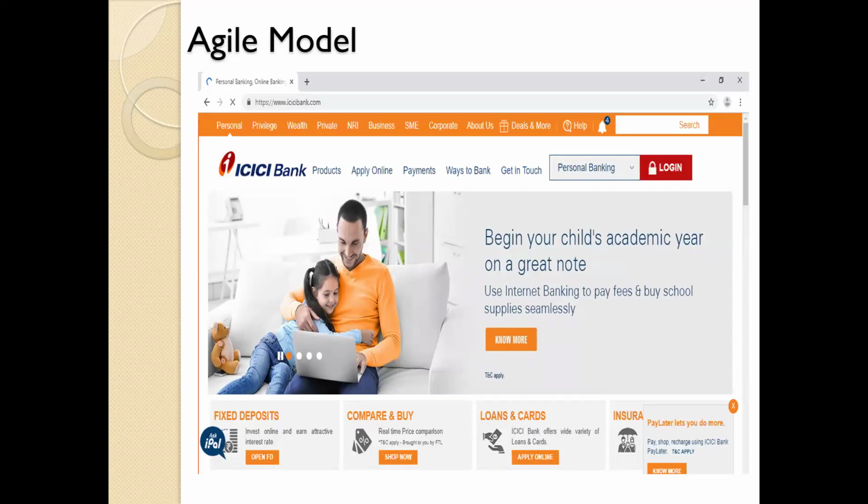Let's say this is the requirement of the client. Assuming the client is a banking client, like ICICI Bank, they need an internet banking application. So the client wants an internet banking application so that customers can log in and perform their banking operations. If this is the requirement from the client, what happens in the waterfall model? In the waterfall model, I'm giving a comparative analysis.